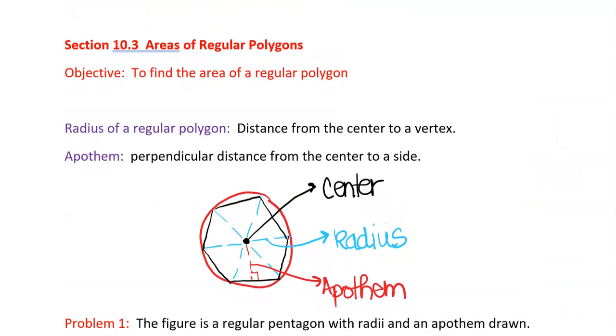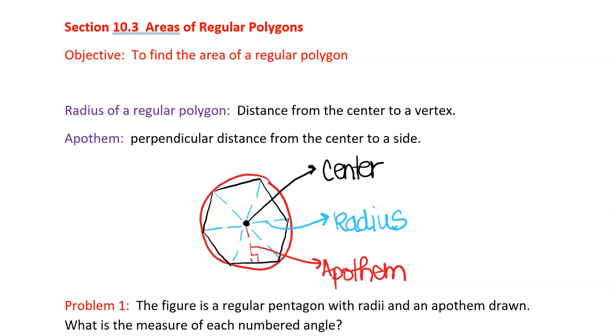Section 10.3, Areas of Regular Polygons. Our objective is to find the area of a regular polygon.